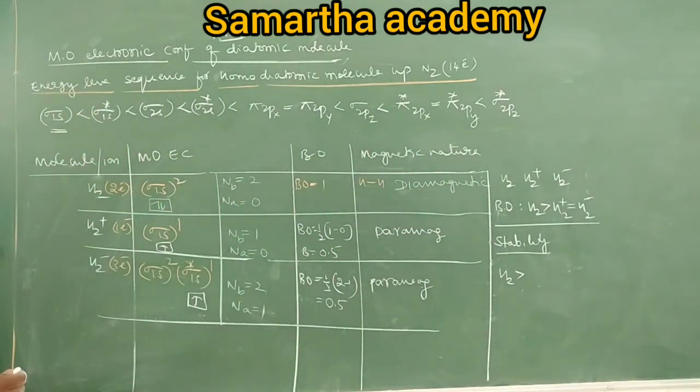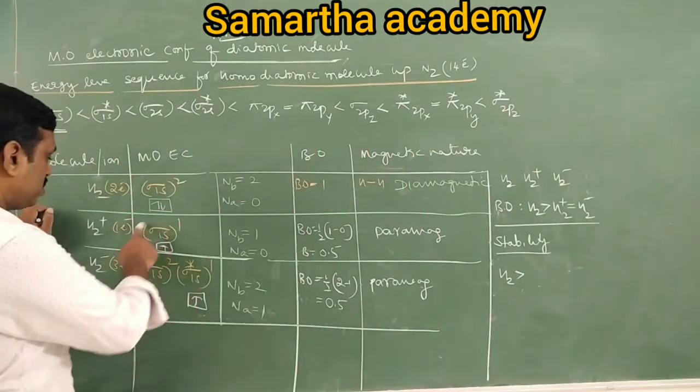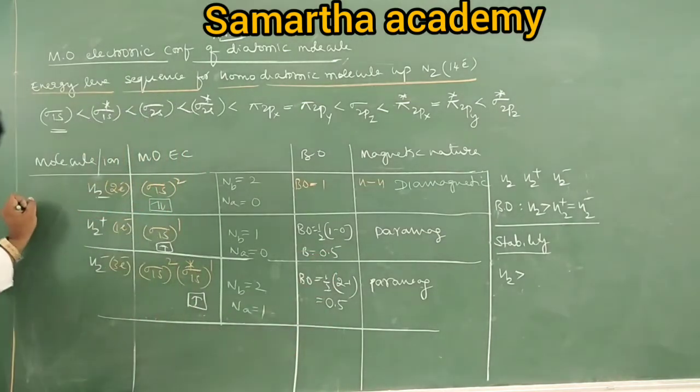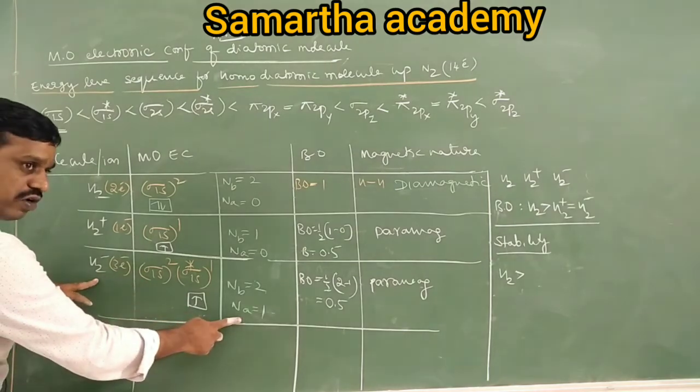H2 plus and H2 minus are both having the same bond order, 0.5, 0.5. Do they have the same stability? No. Stability also depends on bonding and anti-bonding electrons. We have studied that bonding electrons stabilize the molecule, anti-bonding electrons destabilize the molecule, right? Where is the anti-bonding electron present? H2 minus. So H2 minus has an anti-bonding electron, right?